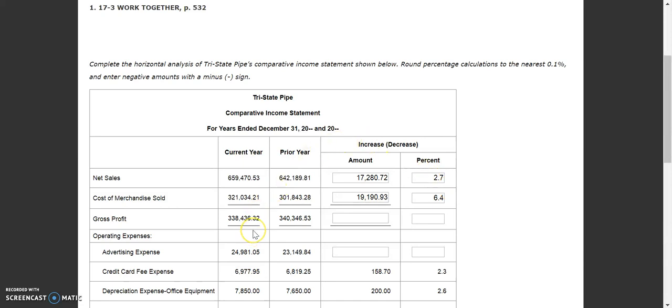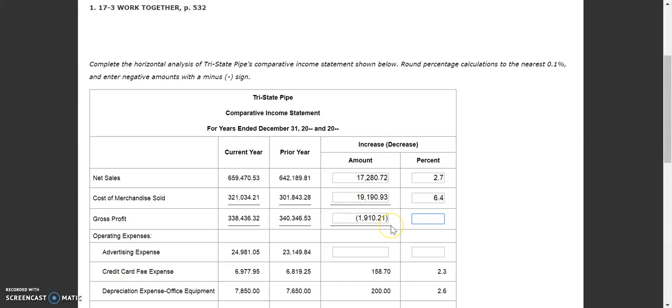Now let's look at our gross profit. This is going to be our first where we have a negative amount. So notice that our gross profit went down from our prior year to our current year. So when we take this, we're still going to do the 338 and subtract out 340. So let's put the negative in, because I think it's going to put parentheses in for us automatically. And then it turns out to be 1,910 and 21 cents.